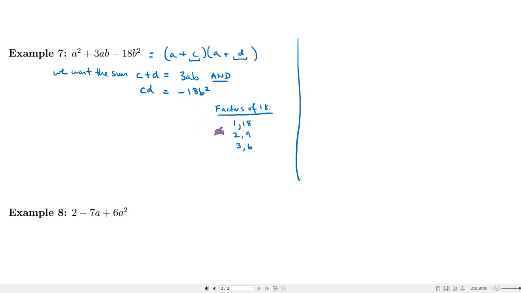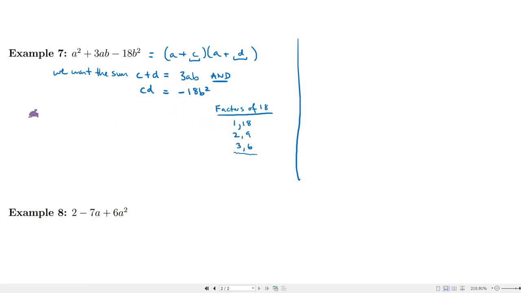Since the product is negative 18, one of these will have to be negative and the other will be positive. And which ones are going to give us a 3? Well, which ones are 3 apart from each other? It looks like 3 and 6, right? These two are 7 apart from each other, and these are 17 apart from each other. So it doesn't look like we're going to be able to produce a 3 with any other factors. So if we want positive 3, then that means we want to give 6 the positive and the 3 the negative, so that when we add them, we'll get 3.